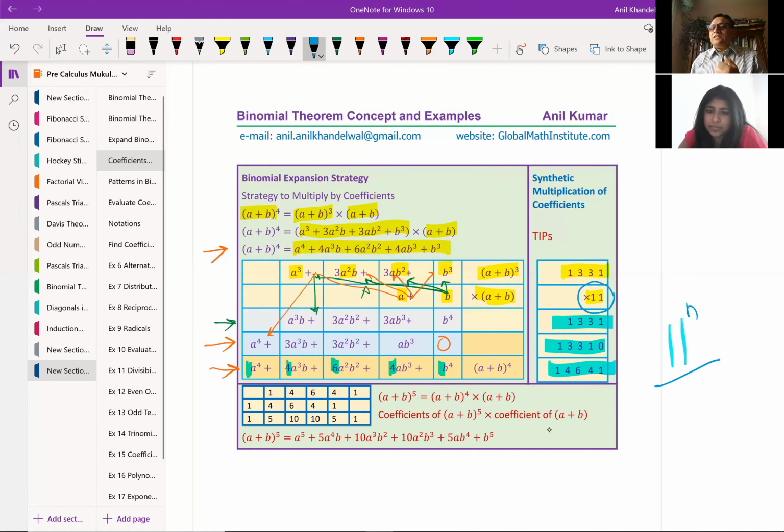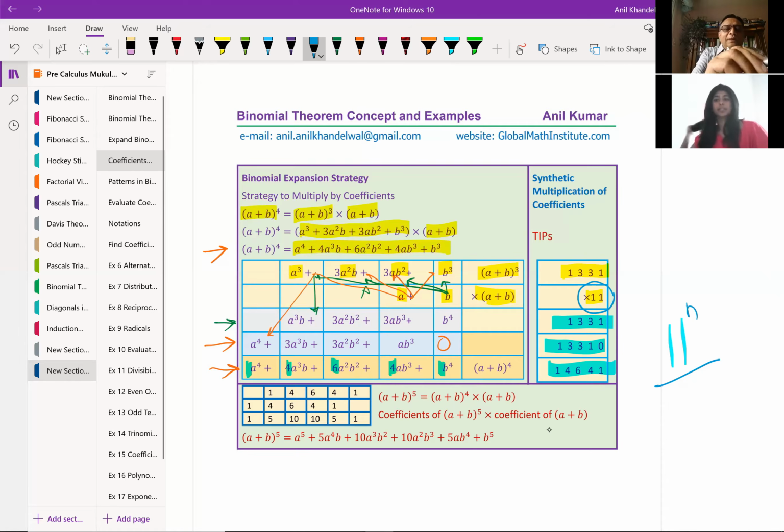So each coefficient is being multiplied by 11. So 11 is a common factor. So most of the results will be multipliers of 11. Yeah. Correct? But there is a trick to this. You see the terms inside. We will show you this multiplication also in short. So just wait for a minute.